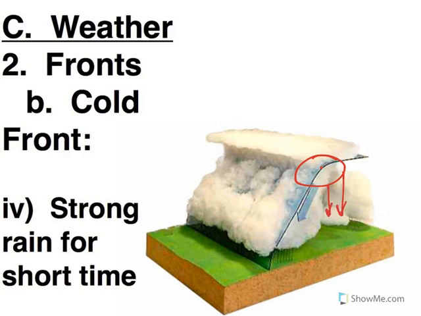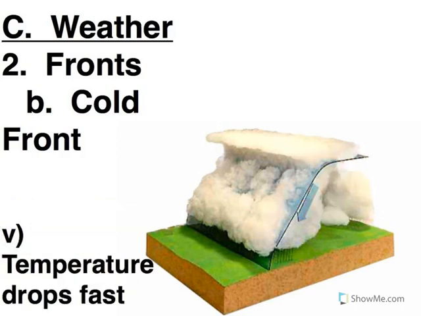So lots and lots of rain, but if the front is fast moving, it's going to pass very quickly. So you get these very strong storms that might last an hour or so, but then it clears up. You're also going to get a very quick change in temperature. If you're standing over here, it's going to be nice and warm. Standing over here, it's going to be cold. And as this front passes by, you're going to feel that temperature change as the front goes past you.